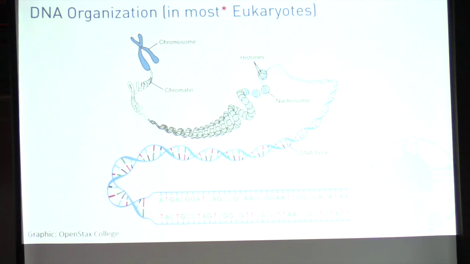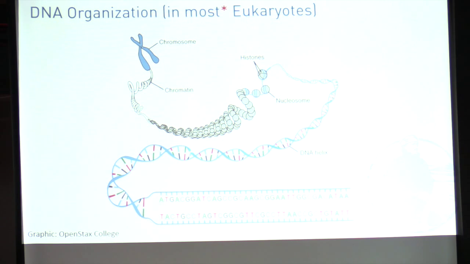So I'm talking about DNA coming out of the lab and into your everyday life. DNA is organized in chromosomes. The chromosomes can be broken down into chromatin. The DNA sequence itself is wrapped around histones. This is in most eukaryotes. Bacteria lack the histone organization.